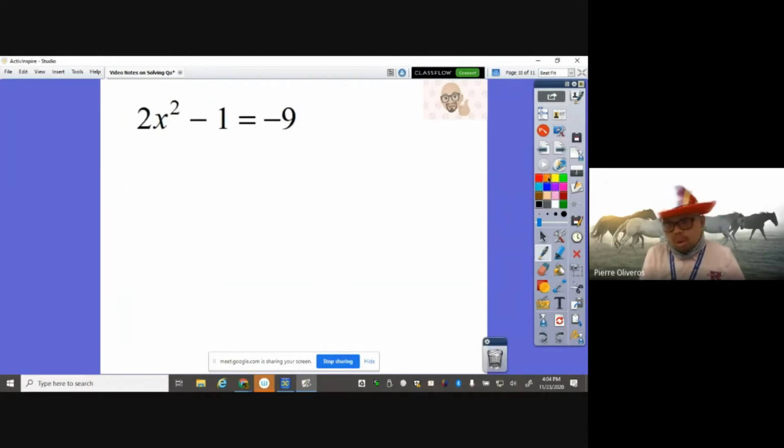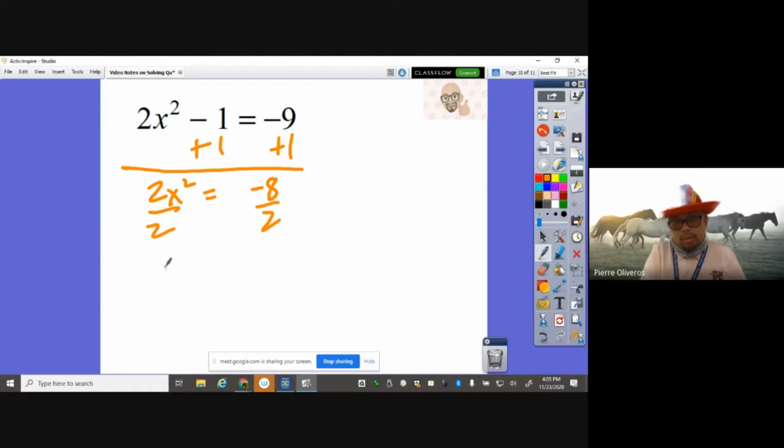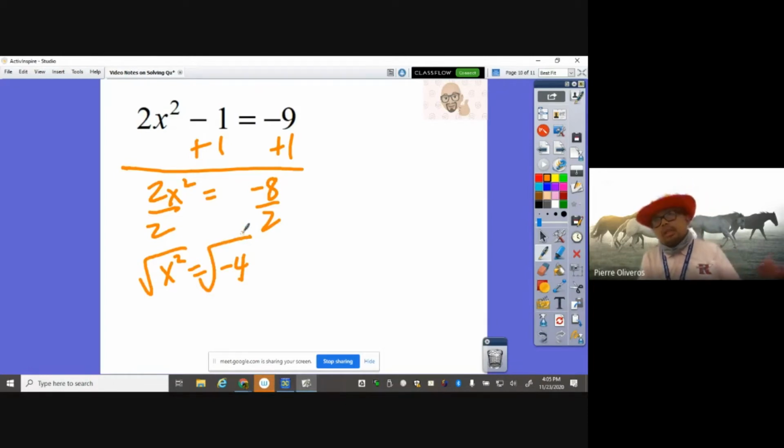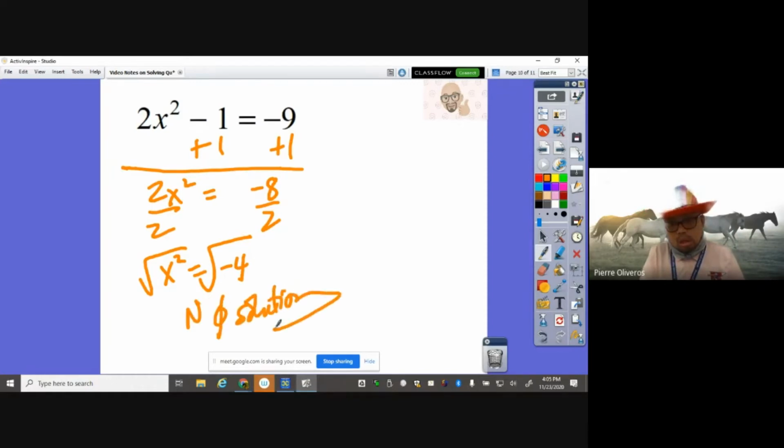2x squared minus 1 is equal to negative 9. You're going to add 1 here, add 1 there. 2x squared is equal to negative 8. Divide by 2, divide by 2. x squared is equal to negative 4. Take the square root of that one. Again, if you have a square root and inside the radicand is negative, that's going to be no solution. Boom.